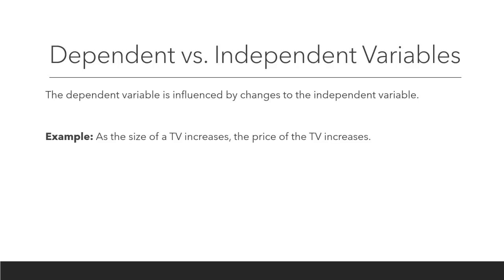So for example, as the size of a TV increases, the price of that TV increases. So our dependent variable is price, because the price depends on the size of the TV. Your price, since it's your dependent variable, would go on the y-axis. The size of the TV goes on the x-axis.